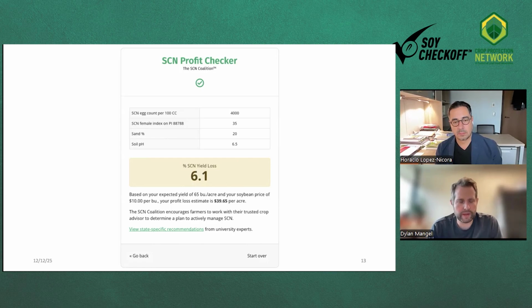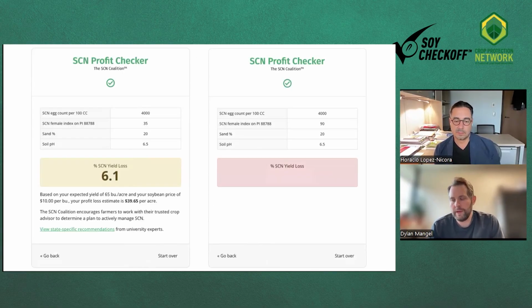This tool is also going to let you put in your local price that you have available and give you some price information as well. But the big problem, and the reason this problem continues to get worse, is that shifting that we've seen in female index. So basically that shift in how well the nematodes are able to overcome the resistance gene.